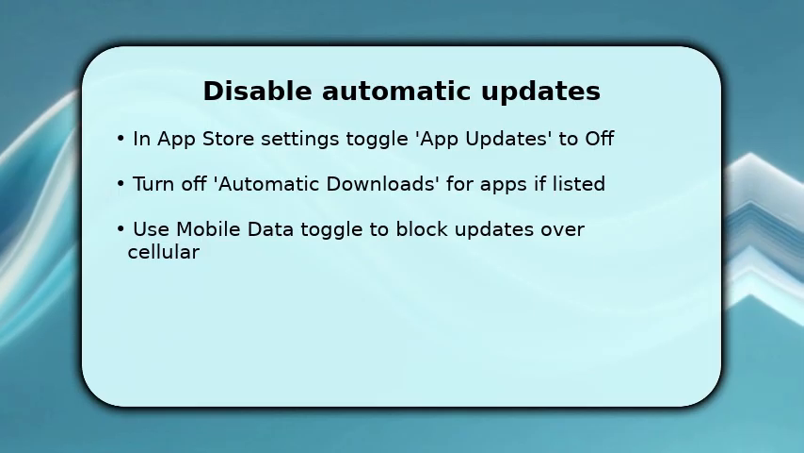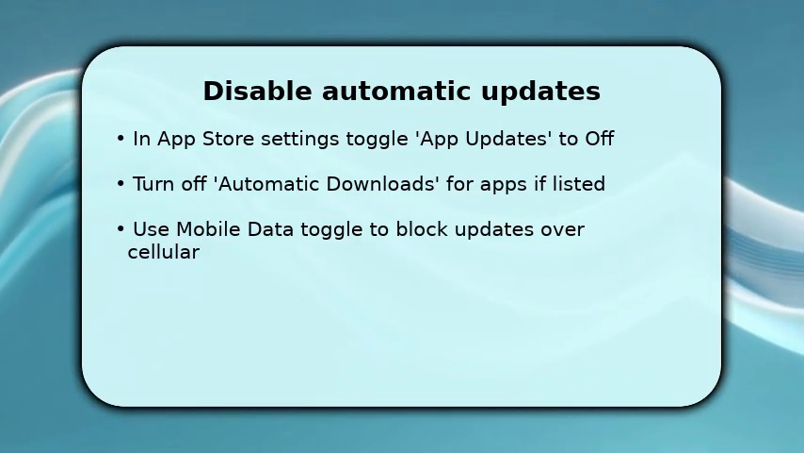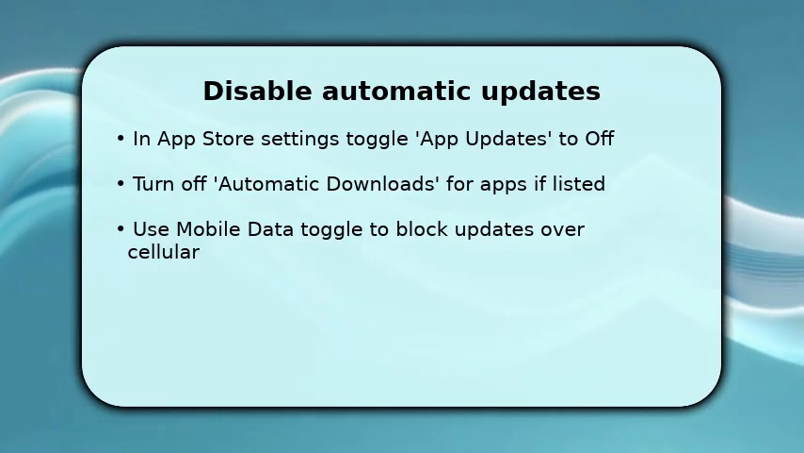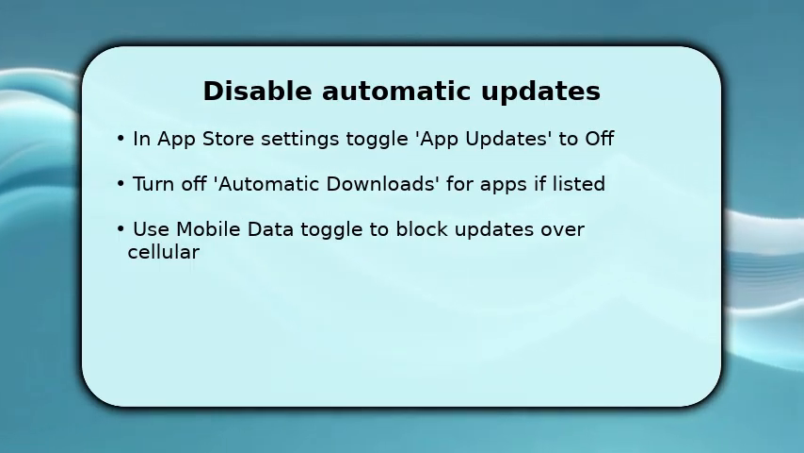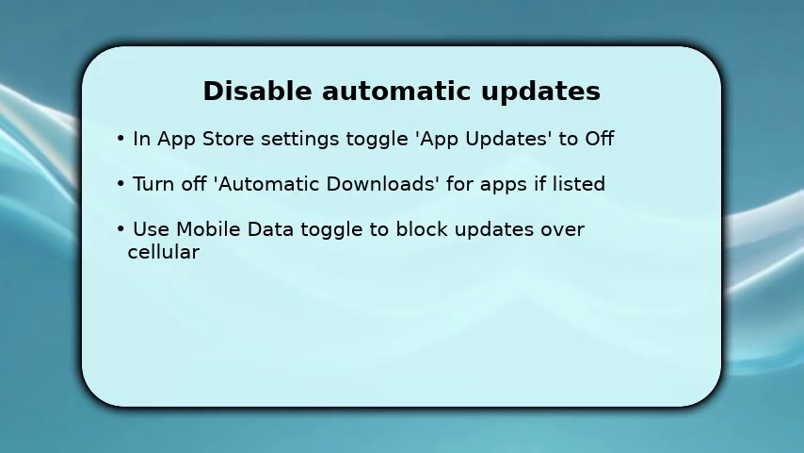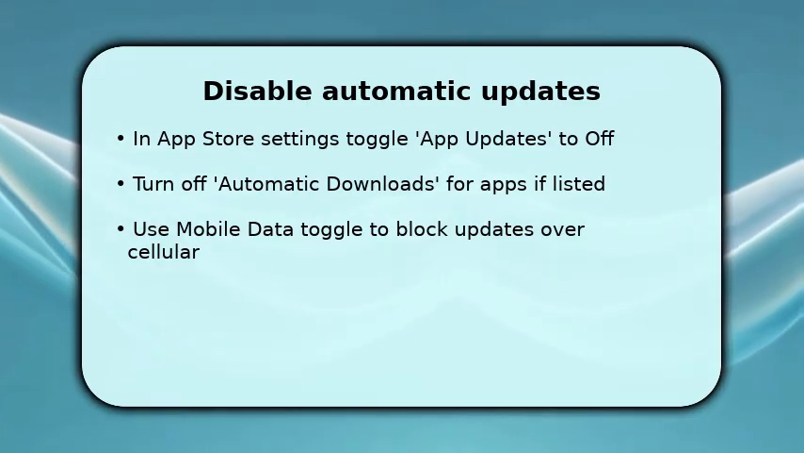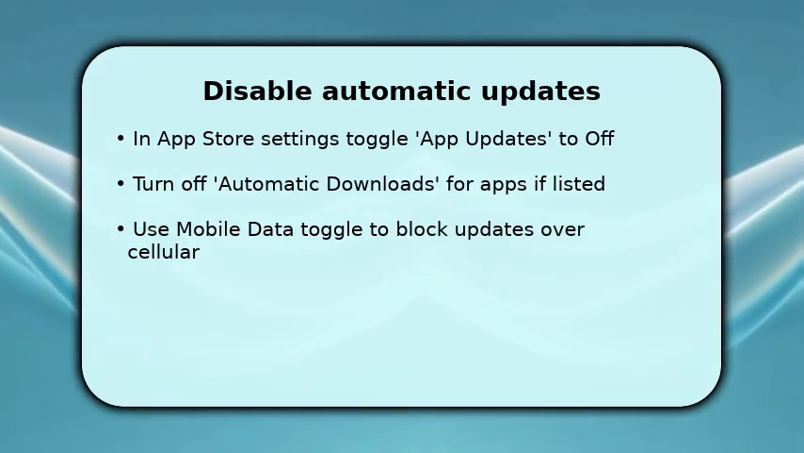Next, switch off automatic downloads for apps if present so older iOS variants don't ignore the change. Also disable use mobile data for automatic downloads to save data and block updates when not on Wi-Fi. These steps together stop both Wi-Fi and cellular auto updates, giving you manual control over when each app updates.